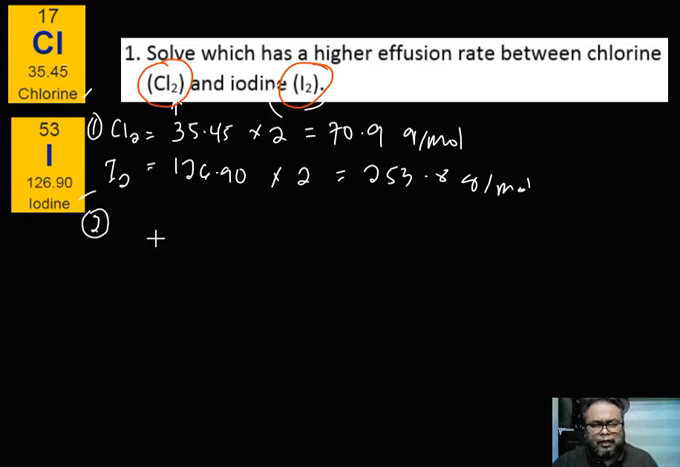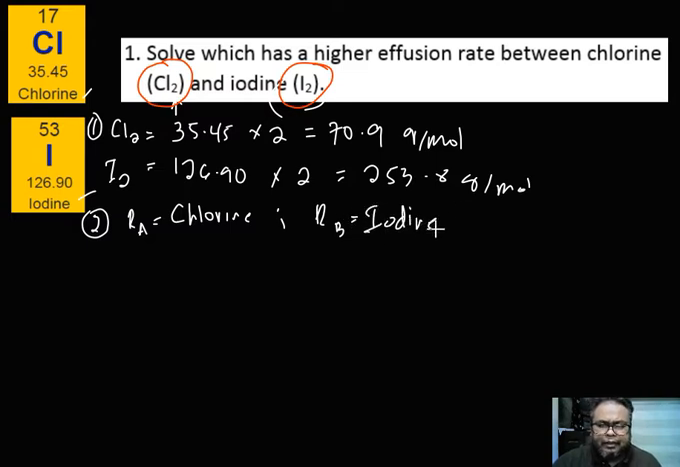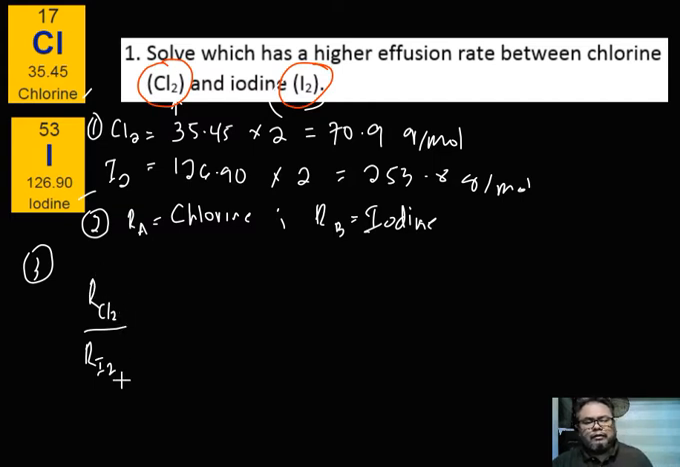Right? So for step 2, let us assign the rate. Let rate A be chlorine, and let rate sub B be iodine. For step 3, we have to apply Graham's law of effusion. So we now have R of chlorine, Cl2, over R of iodine, I2. Again, that's the rate of chlorine and the rate of iodine. You have to remember that the mass and the rate are inversely proportional.